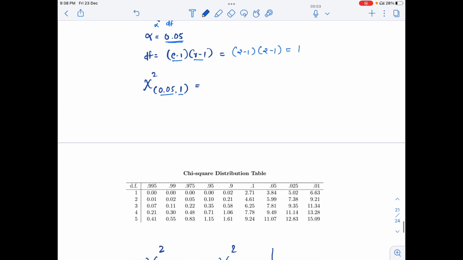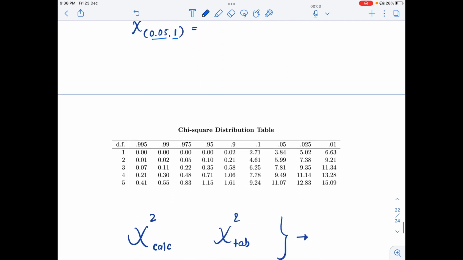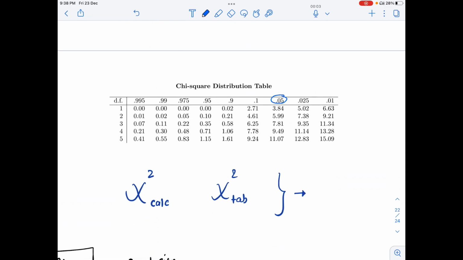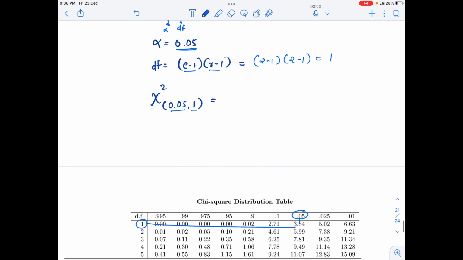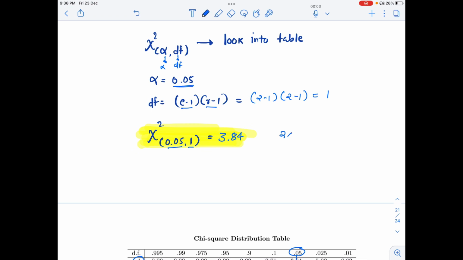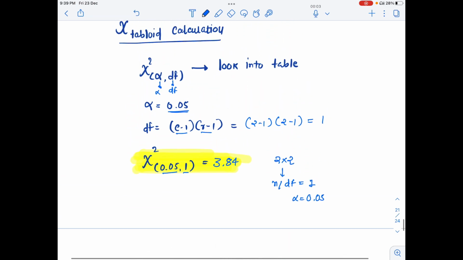How will we calculate it? So this is 0.05 and this is 1. The value that is in common is 3.84. This is a very important value, as in most cases you will have the same scenario where you will be given a 2 by 2 table with degrees of freedom being 1, and the significance level most of the time will be 0.05. So remember this value, it will be helpful.